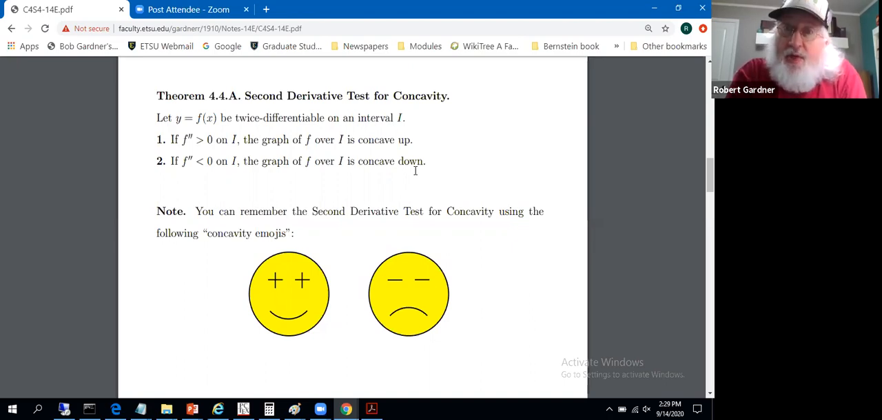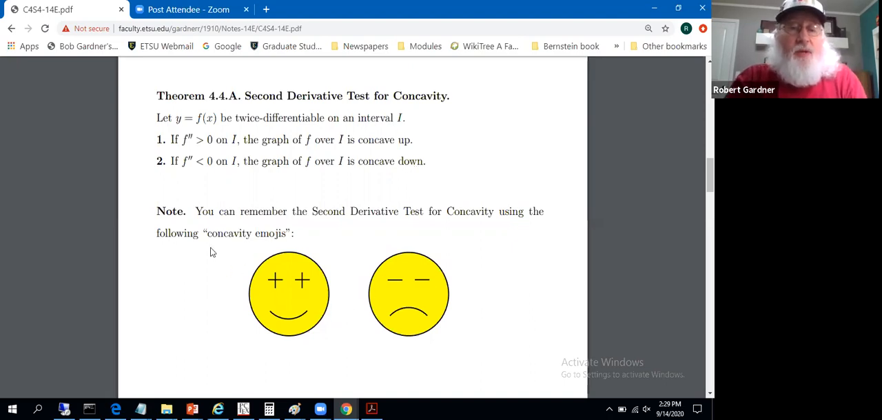We'll partition the domain of the function up. We'll make a table. We'll pick test values. That'll give us signs of second derivatives, and that'll give us concavity information. So mechanically, very similar to what we did in the previous section. Only big difference is the function we'll use this time is f double prime, and in the last section it was f prime, and the conclusions will relate to concavity. Last time it related to increasing, decreasing.